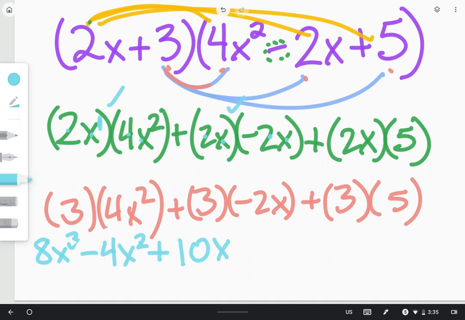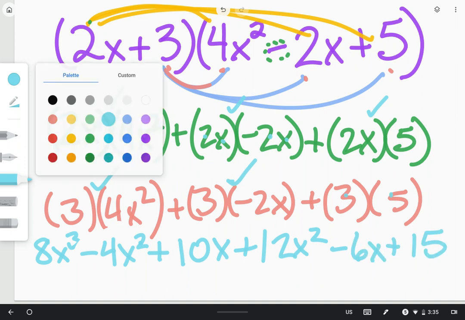So this has all been done. And we go to the next one. Plus 3 times 4 is 12x squared. Done. 3 times negative 2 is minus 6x. That's done. And then 3 times 5 is 15.